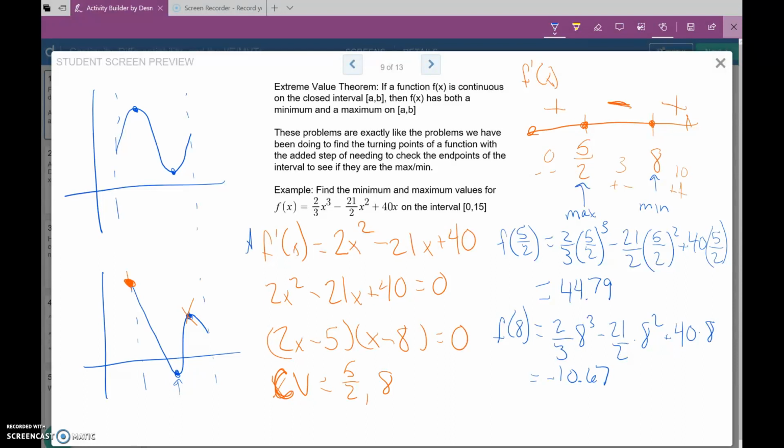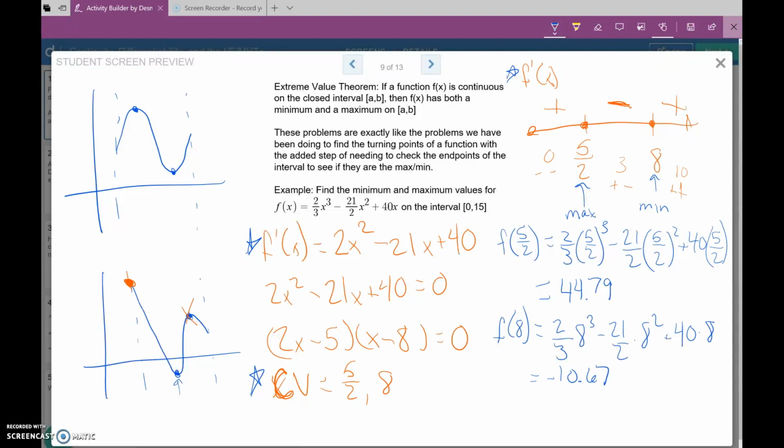I took the derivative, f prime of x. I got 2x squared minus 21x plus 40. Set it equal to 0. I factored. I got critical values at x equals 5/2 and x equals 8. Came over here, did my first derivative test. I found that 5/2 is a maximum, because the derivative is going from positive to negative. And then x equals 8 is a minimum, because the derivative is going from decreasing to increasing.